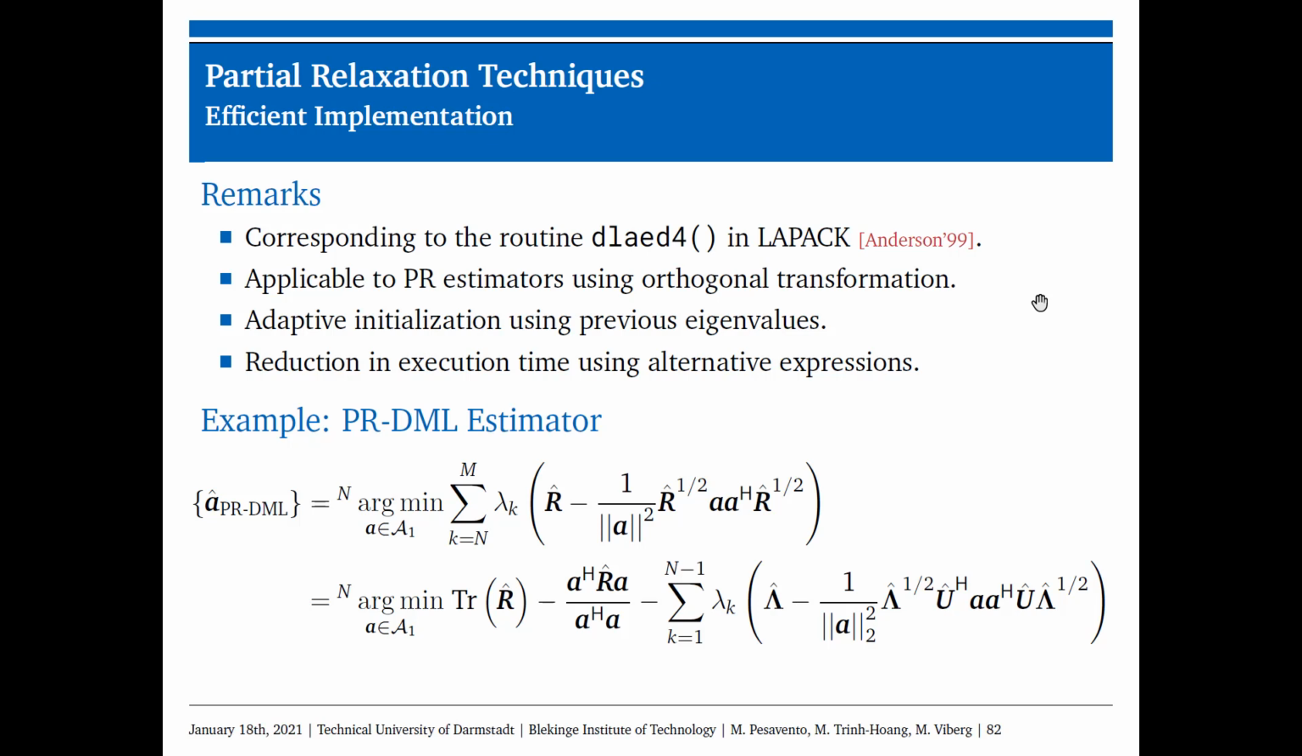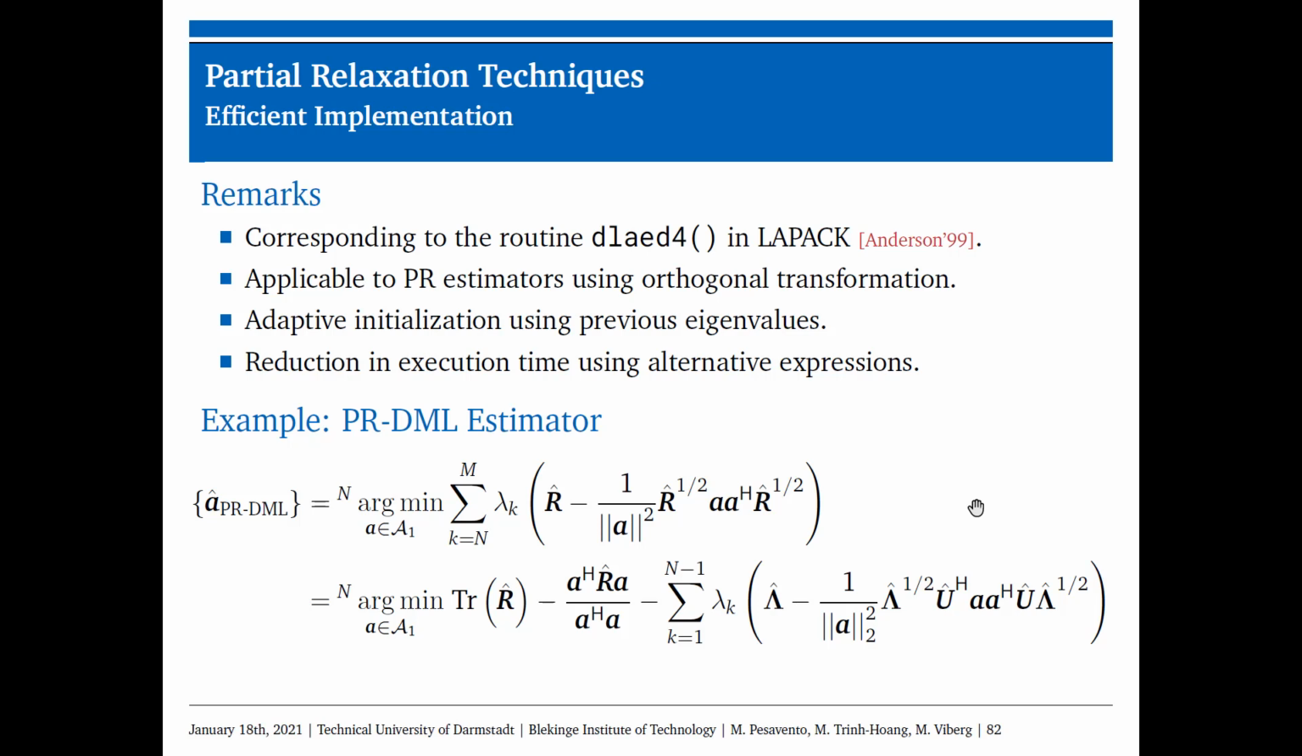The first remark is that we can reuse the previous eigenvalues for faster computation, because it will converge faster. The second remark is that we can reformulate the null spectrum such that the number of eigenvalues that we have to compute is as small as possible. For example, in the case of the PR DML estimator, if we know that the number of sources n is almost as large as N, then we should use the first formulation here. On the other hand, if we know that the number of sources n is small, let's say 1 or 2, then the second expression here is more attractive in terms of computational complexity.